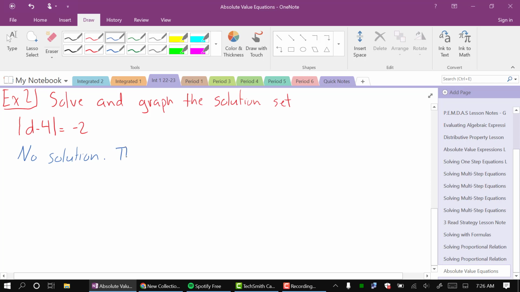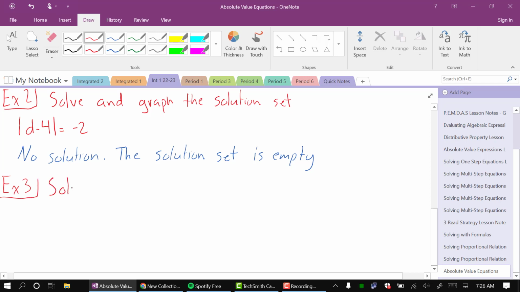So the solution set is empty. There's nothing that can work for this problem. And that's all you have to do for this. All right, let's take a look at another example.